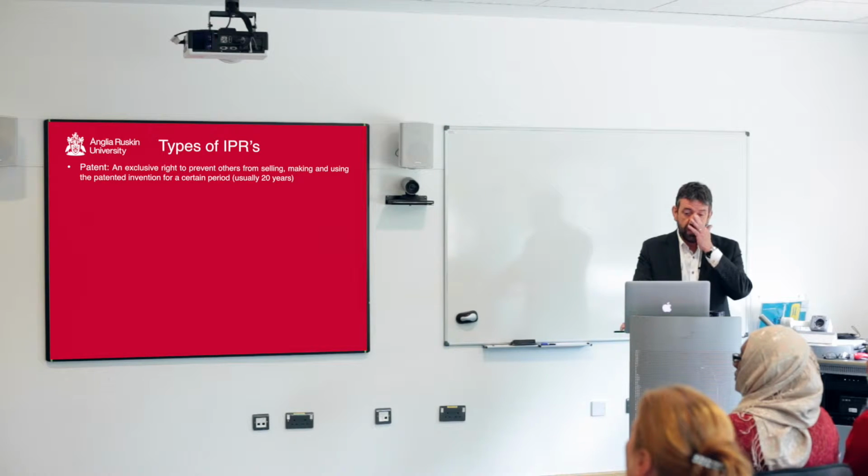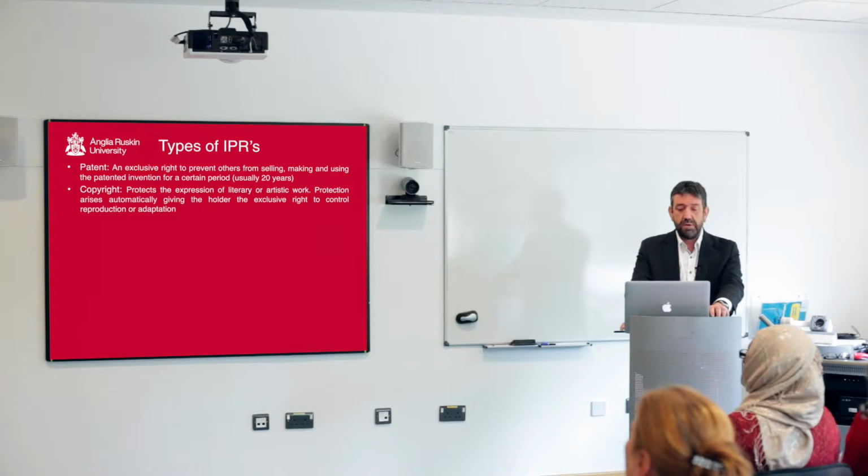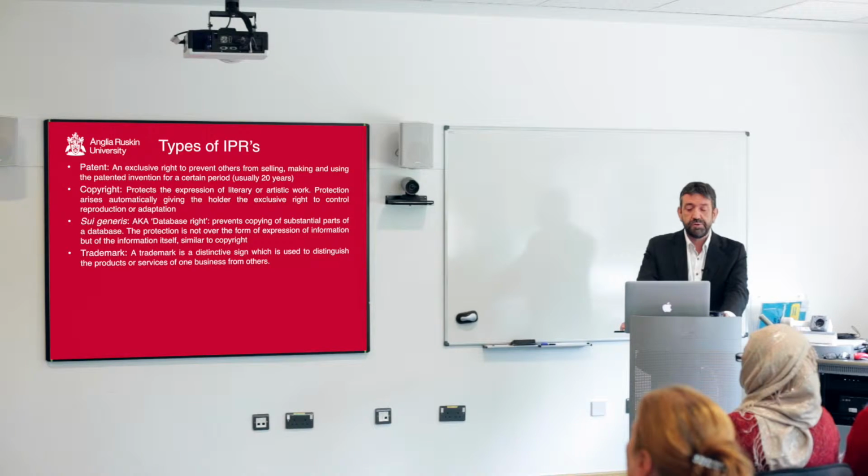So types of IPRs, types of intellectual property rights. We have a patent, an exclusive right to prevent others from selling, making and using the patented invention for a certain period, usually 20 years in the UK, 20 years in Europe. Copyright protects the expression of literary or artistic work. Protection arises automatically, giving the holder the exclusive right to control, reproduce or adapt. Sui generis is a bit of Latin, so it's a thing in and of itself, like database rights are a form of copyright.